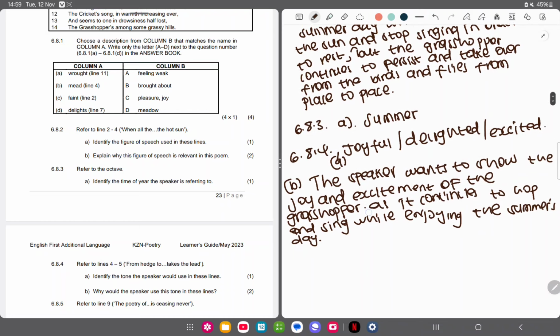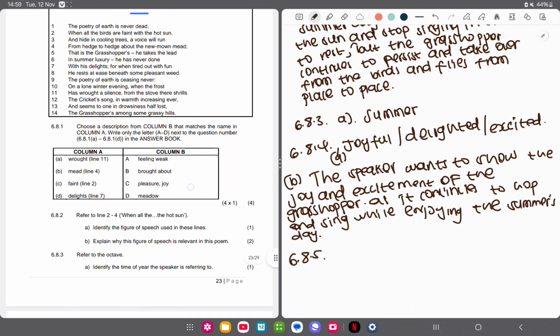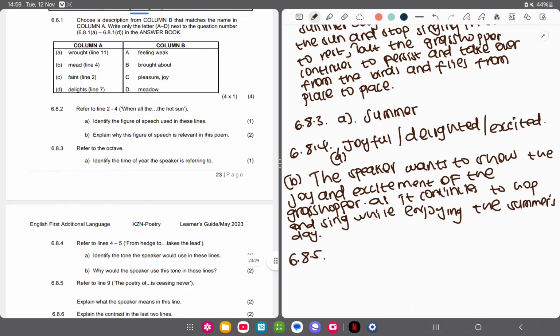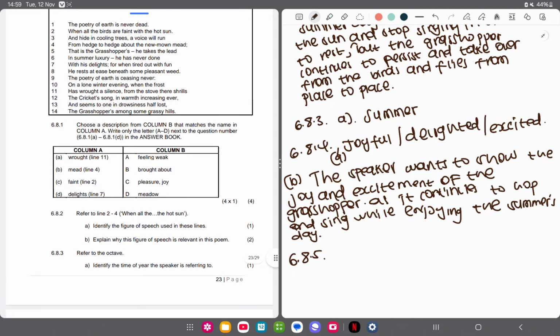Okay, and now we continue. We have 6.8.5. It reads, refer to line 9. Explain what the speaker means in this line. Line 9 says, the poetry of earth is ceasing never. This line is similar to line 1, which says the poetry of earth is never dead. They have the same meaning. So line 9 is the figurative explanation of line 1, and line 1 is the literal explanation of line 9.